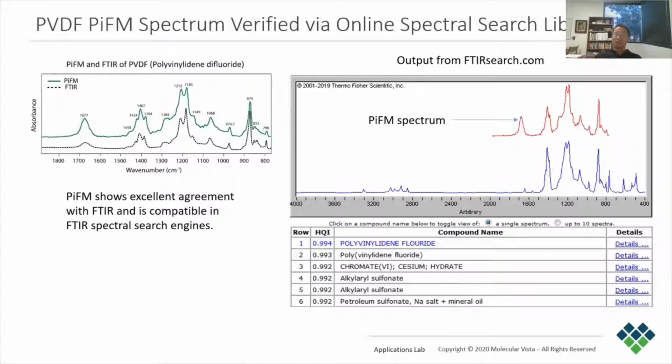For this slide, we took a PiFM spectrum on a homogeneous piece of polyvinylidene fluoride and used an online FTIR database to look for a match. The first match with the highest quality index is polyvinylidene fluoride. Since PiFM has excellent sensitivity and can acquire good spectra from defects as small as 20 nanometers, it can identify unknown defects with good confidence.